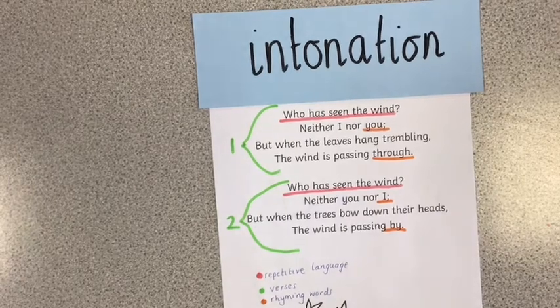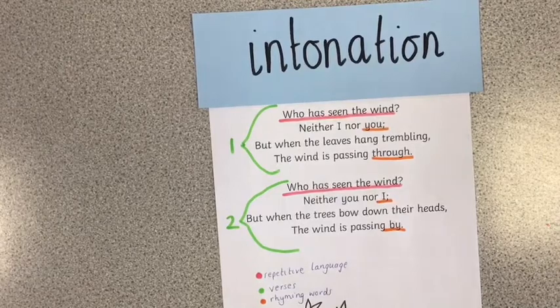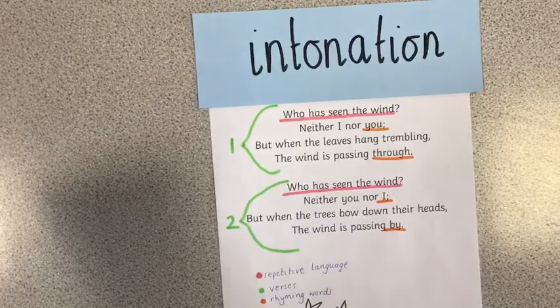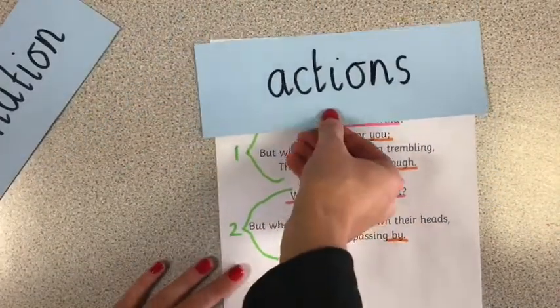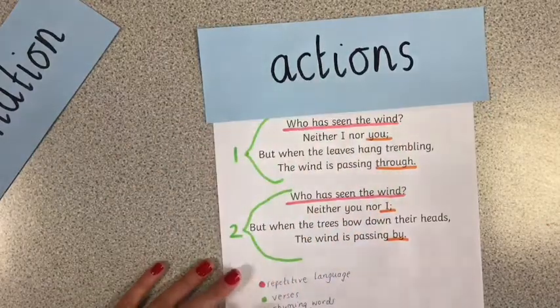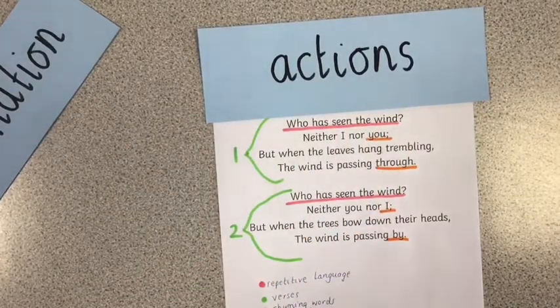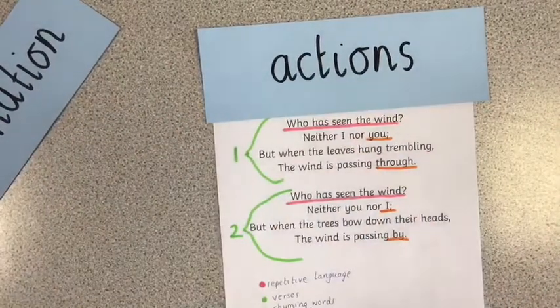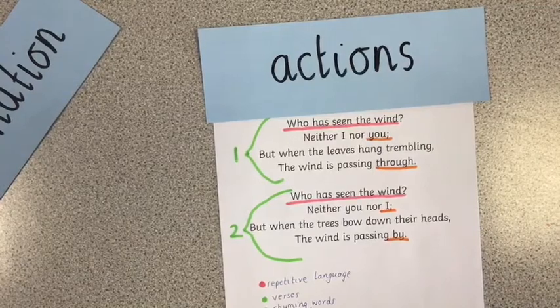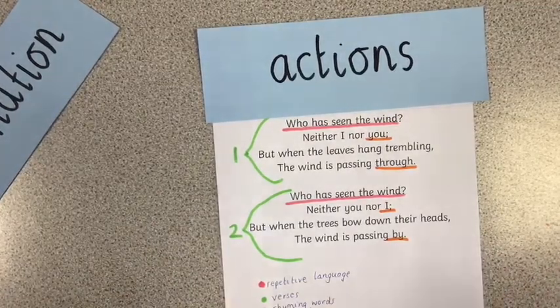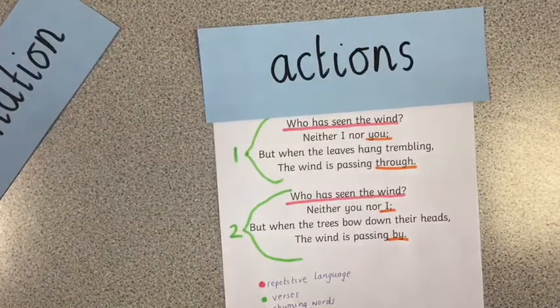You have a go. Read a poem. Can you change the pitch, the tone, the sound of your voice when you read different lines? And then we have actions. Is there any lines, any words that you could add an action to? Okay, the wind is passing through. When the trees bow down their heads, could you bow down your head? The wind is passing by. So when we say actions, find words, lines that you can add an action to. We do this a lot in class, year 2, so you should be superstars at this.